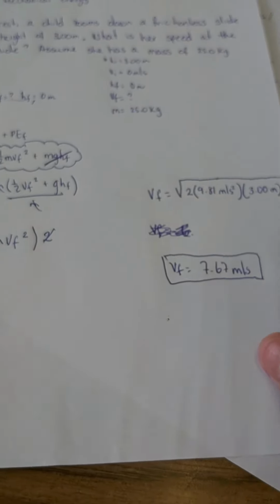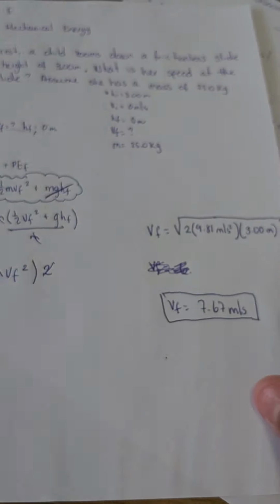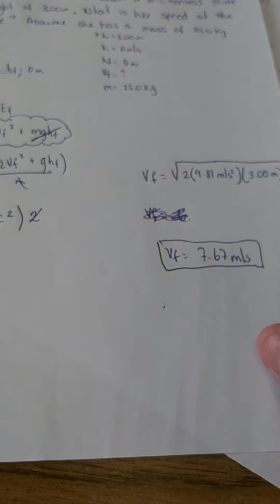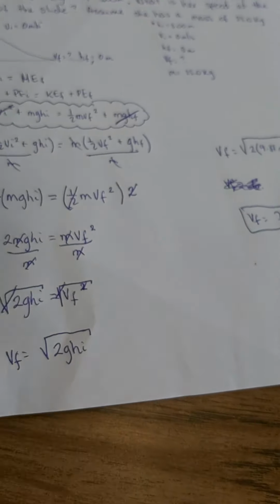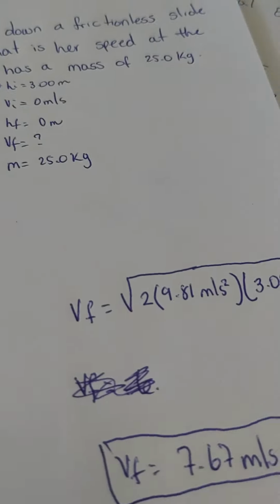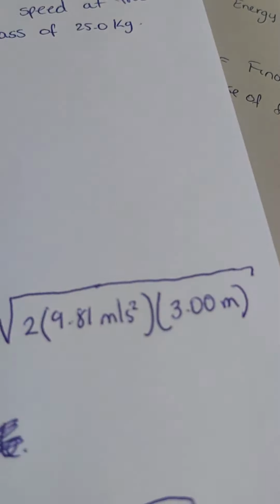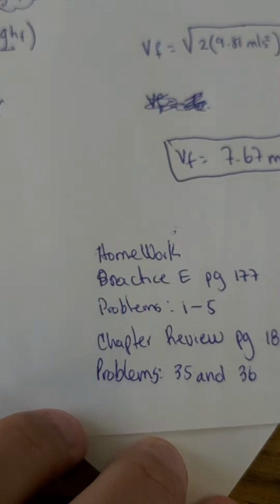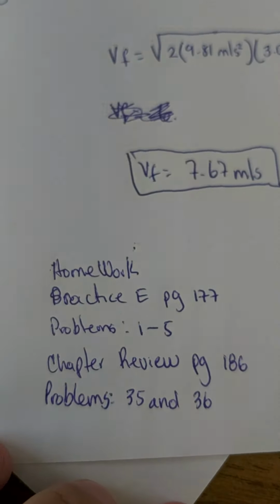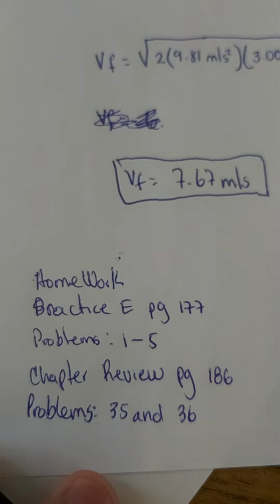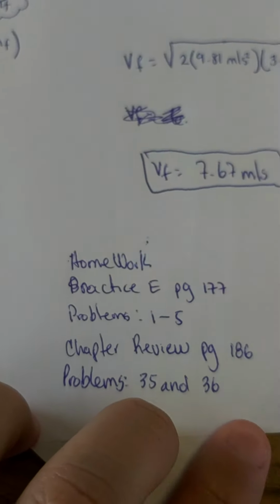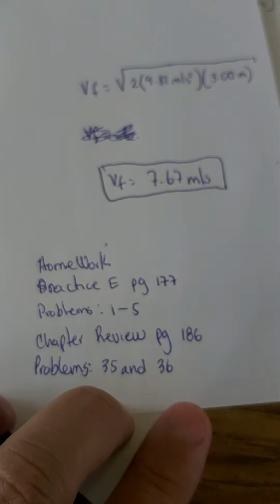And that's it. So your assignment will be practice E, sample problem E, page 177. So the assignment will be practice E, page 177, problems 1 through 5, all of them, and chapter review, page 186, problems 35 and 36.